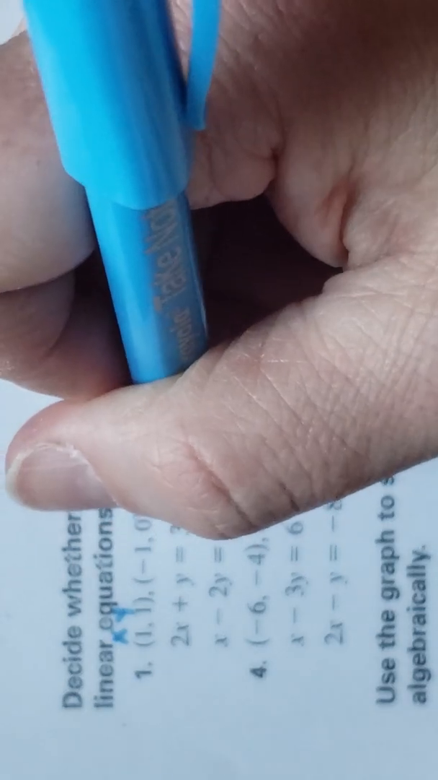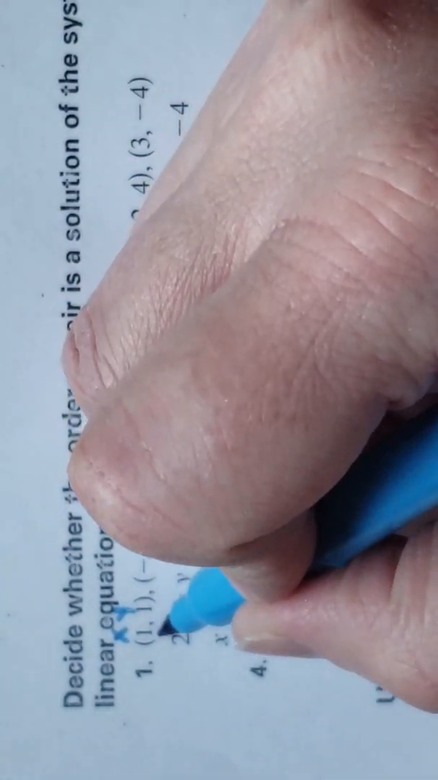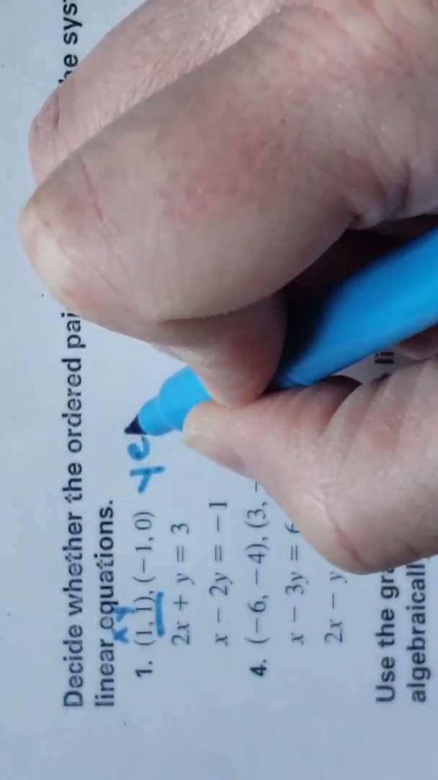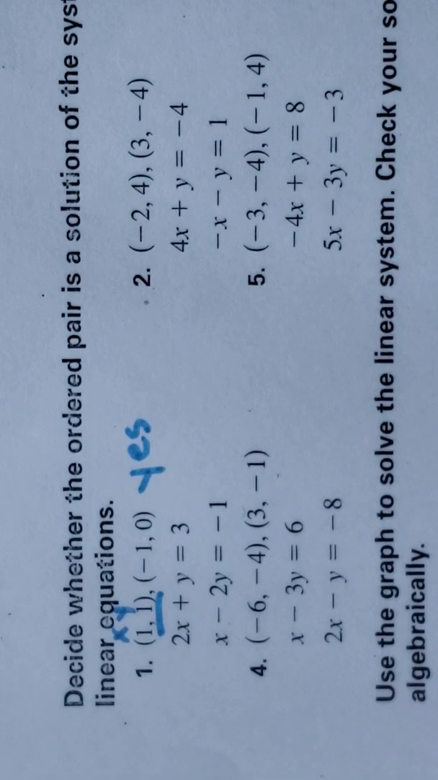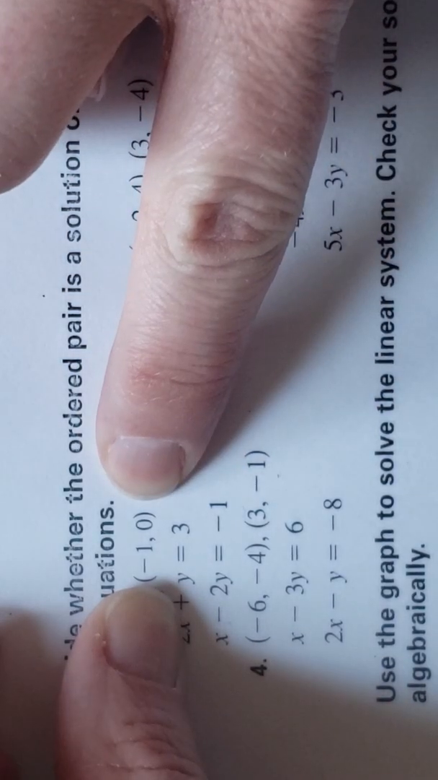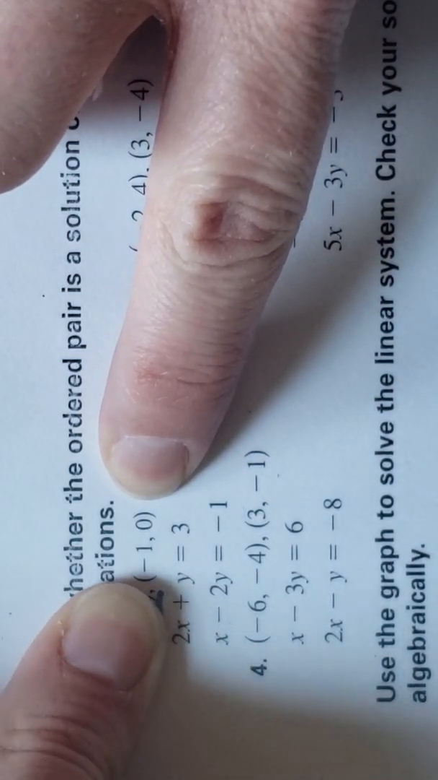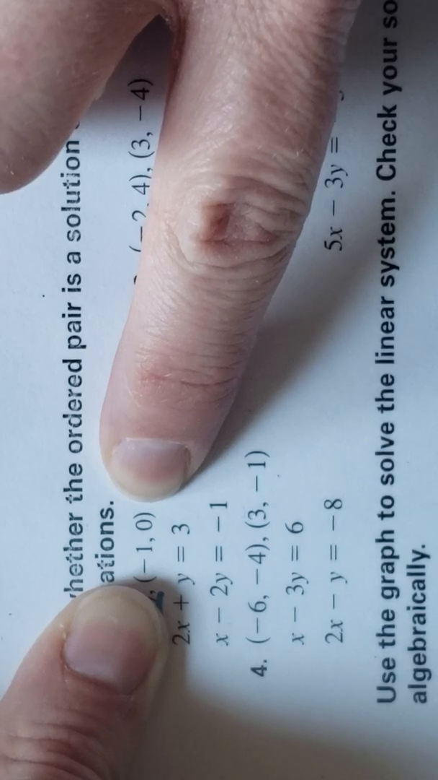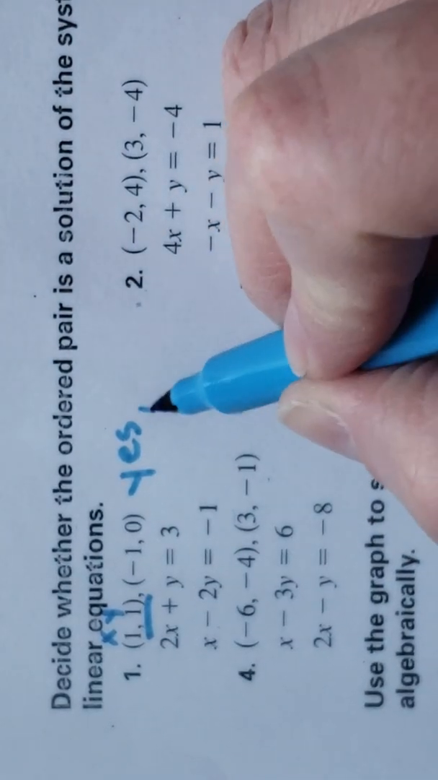Let's just try this one. X, y, 2 times 1 is 2, plus 1 is 3. Well, it works for that one. 1 minus 2 is... Okay, so this first one is a yes. Now we're going to pretend that we didn't do anything at all, like we're starting from scratch. And so now you will repeat the same exact thing for that second point. And then you'll have a yes or no here.